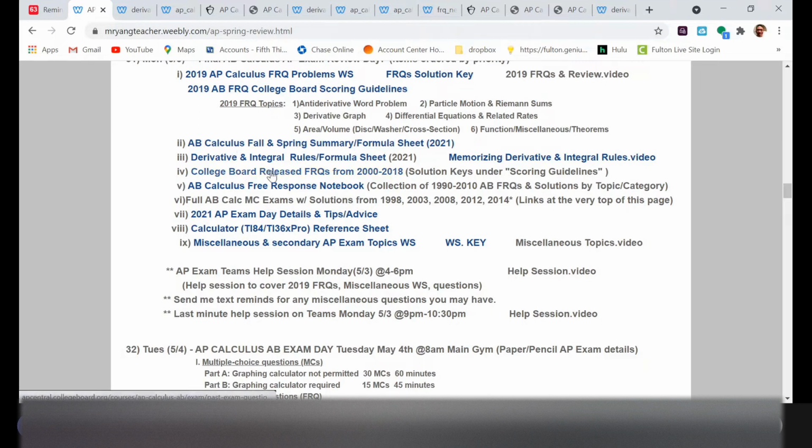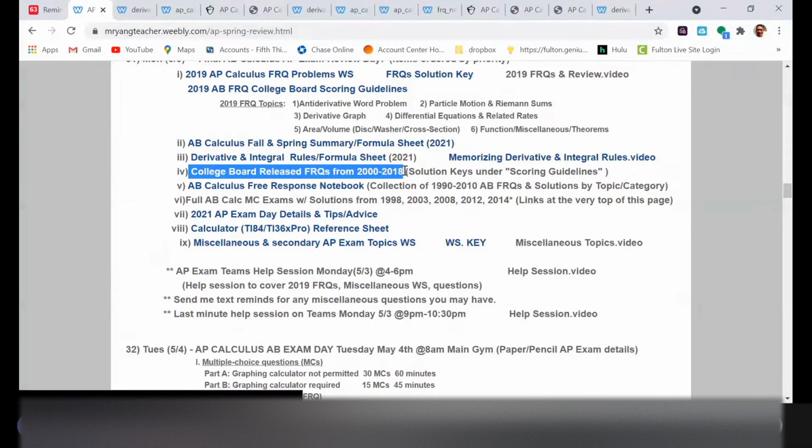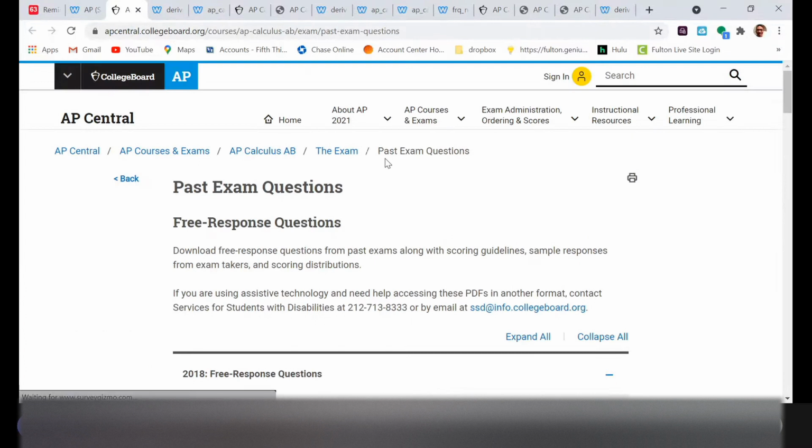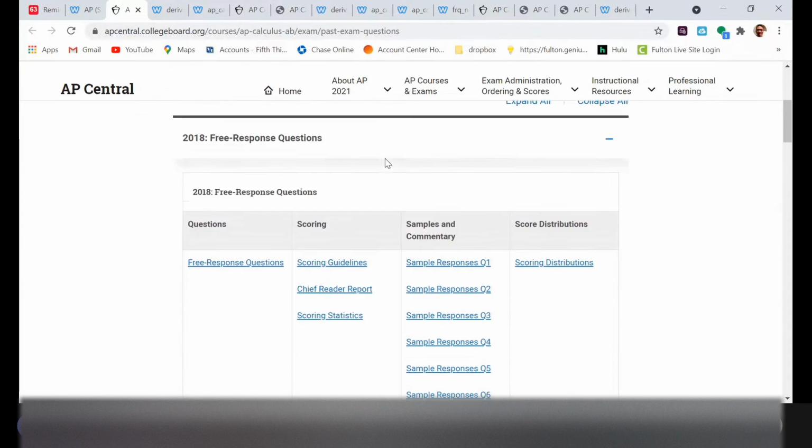If you can get through all that, and you still have more time, I encourage you to look through some of the past FRQs. If you click on this link here, these are the College Board released FRQs from 2000 to 2018. We've worked through 2017, 2018, and then we're going to work through 2019. This link takes you to the AP Central page, and these are past exam questions.